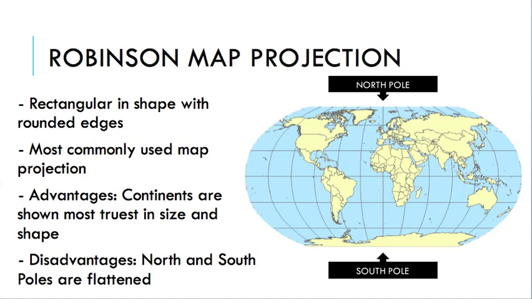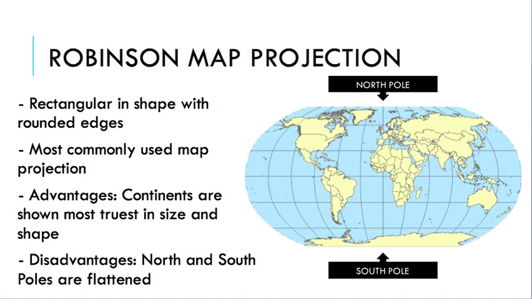The next one we're going to talk about is the Robinson map projection. Now, the shape of this one is rectangular, and we like to say it has rounded edges. So imagine we took a rectangle and we just rounded out the sides, and that's what we've got here. And this is the most common map projection that you'll find. A lot of them are in textbooks, online. And the advantage of this one is that the continents that you see are shown truest in size and shape. So if I was focusing on what the size and the shape of the continents are, this would be the best map projection for me.